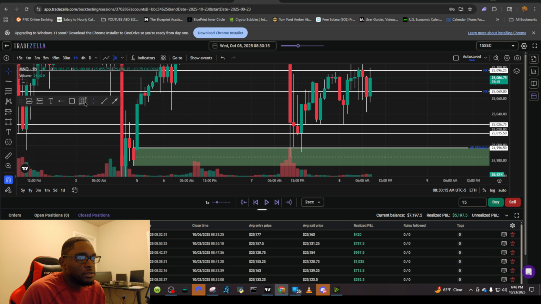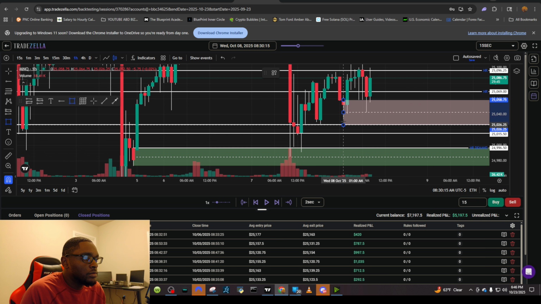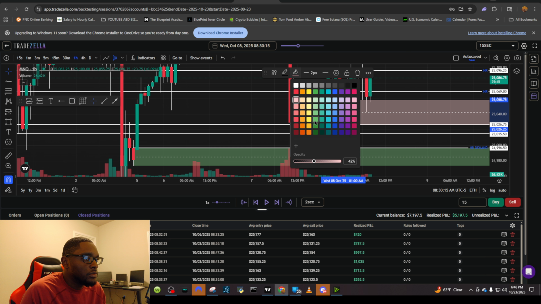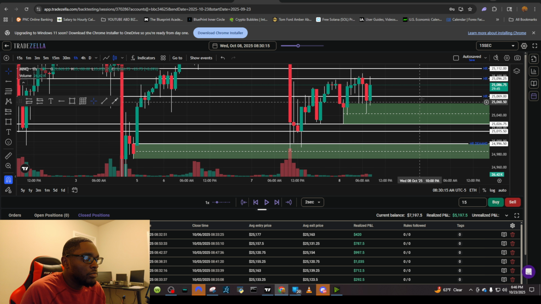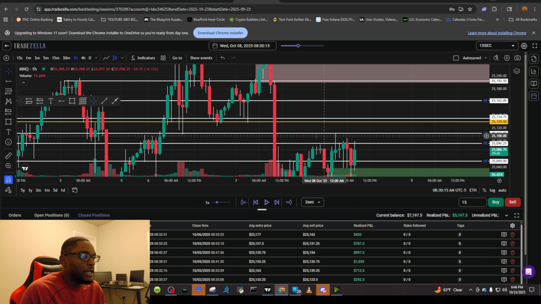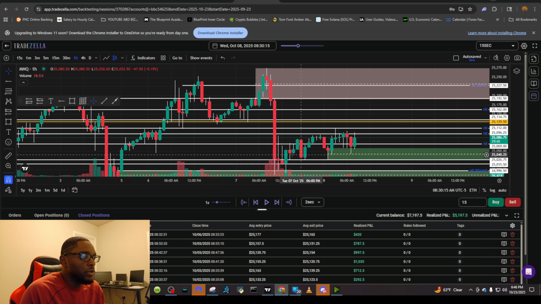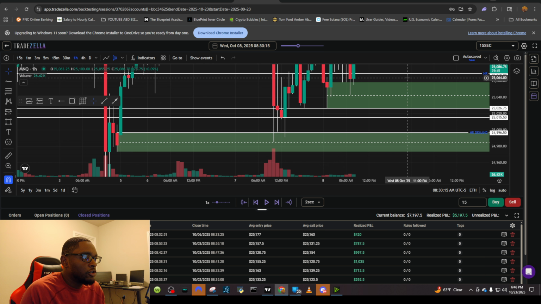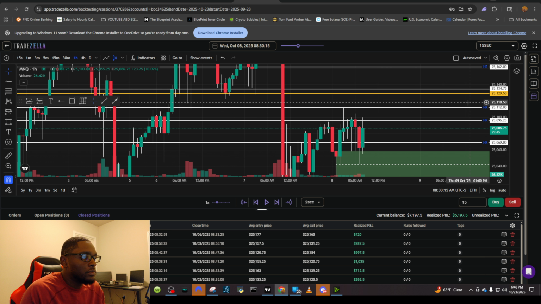Just tapped this zone too. It's an hour demand zone. This is an hour. I don't like that one though. It's too long. I don't like that. So we got an imbalance. We got an hourly imbalance right here. Big move right here. Hourly imbalance. We could look to go long.